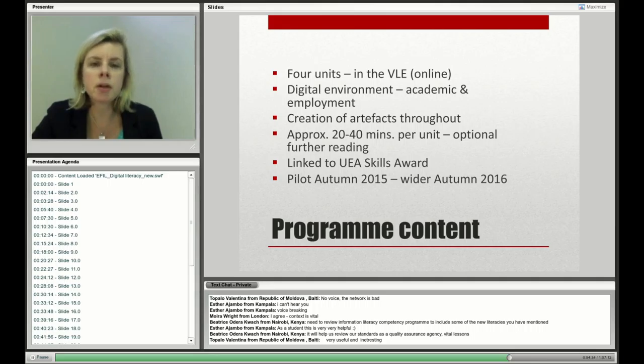And if I can just move on, one of the things that this is also trying to do, similar to our programme, is to look at digital literacies in an academic environment, but also things that might be useful when you go into the workplace as well. It's linked to an award that their students get if they do extracurricular activities, the UEA Skills Award, and the pilot of this project is starting pretty much about now. So I'm going to be really interested to see how this Digital Scholar programme works.